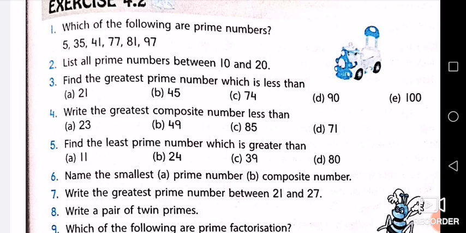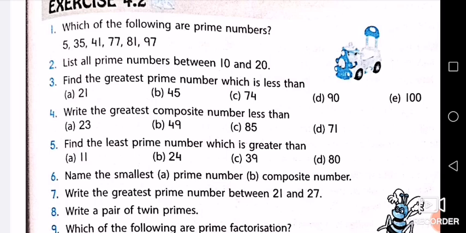Write the greatest prime number between 21 and 27. See, in between 21 and 27 we are getting only one prime number, which is 22. No, 22 is wrong, because 22 has the factors 2 and 11, and 1 also, and 22 itself, so 4 factors are there. Yes, the only prime number which comes between 21 and 27 is 23.